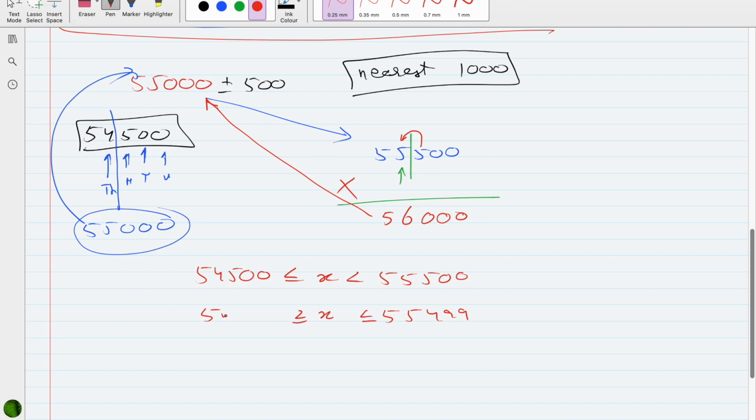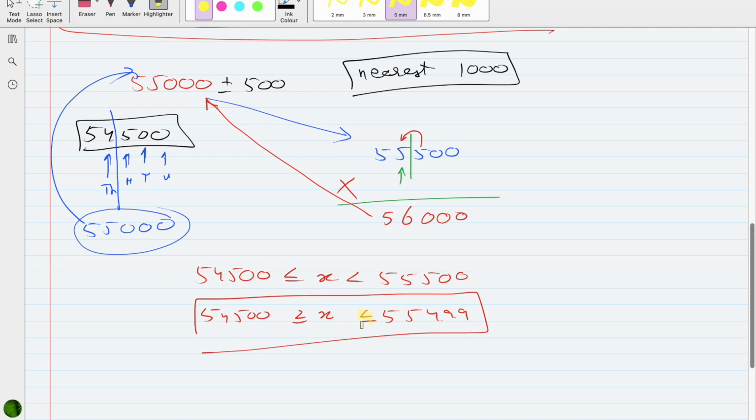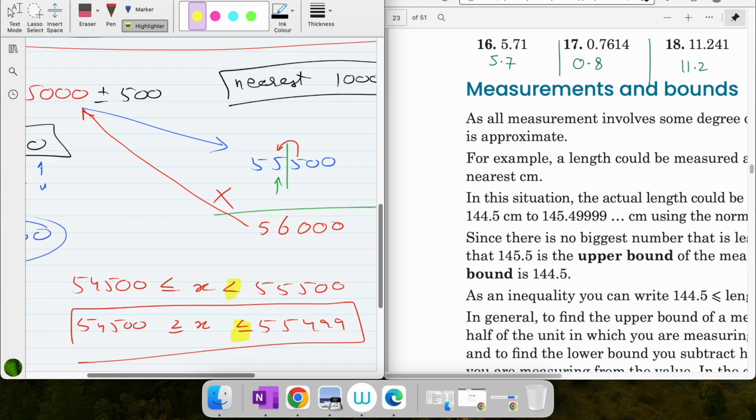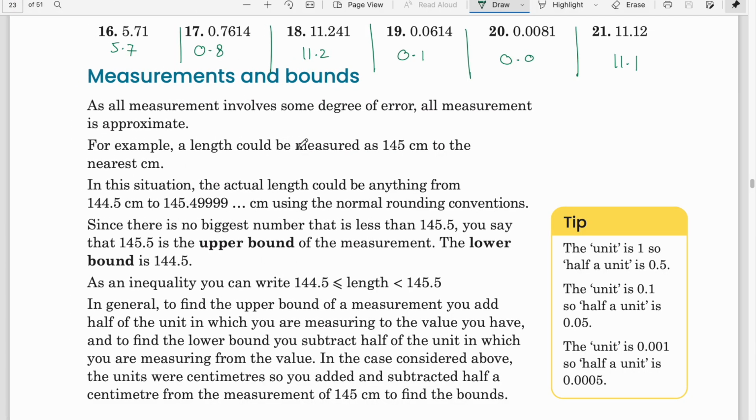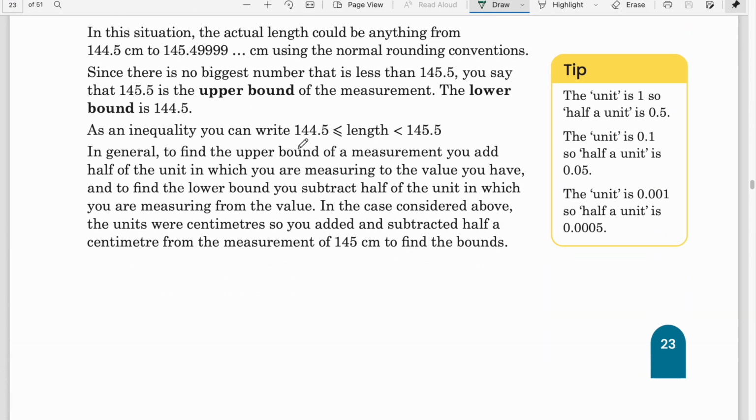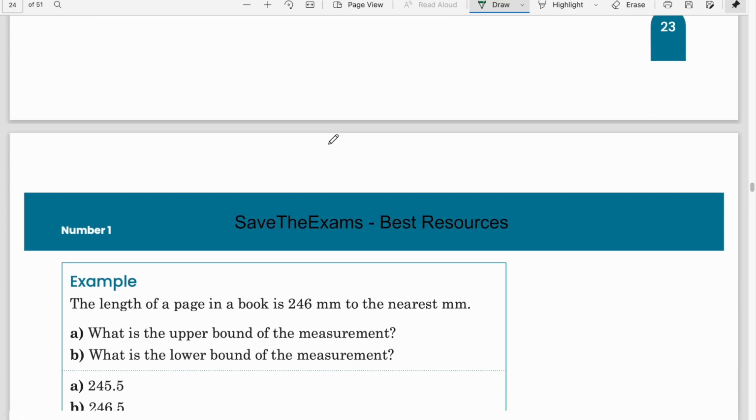Now I can change my inequality to these symbols, and I've included this equality sign. You see this? Upper bound, lower bound. The upper bound is not included because when you round it back you will not get the answer as stated.